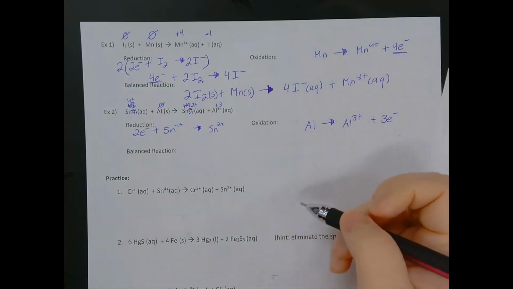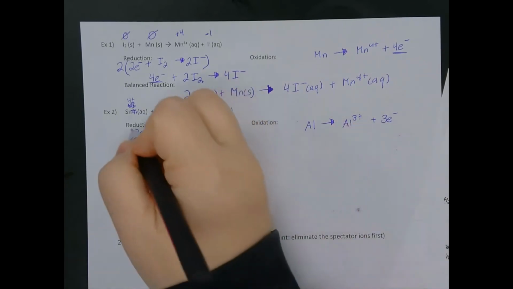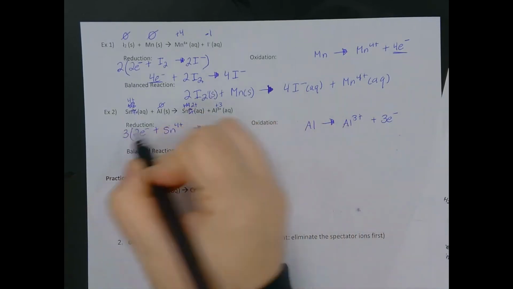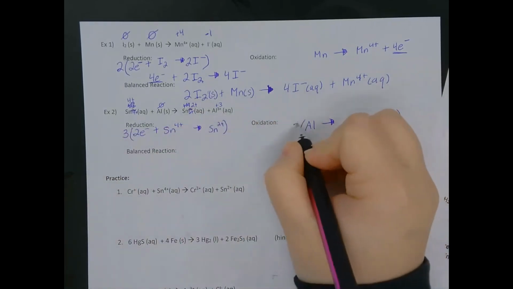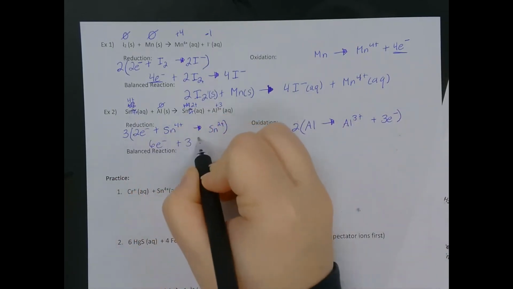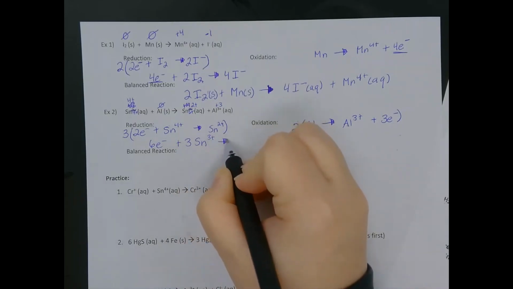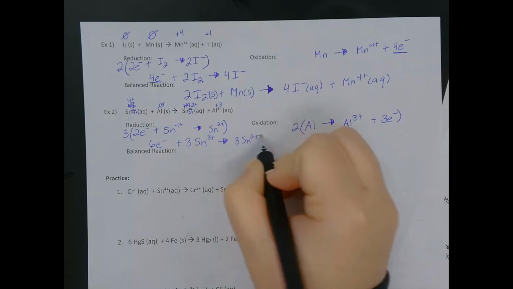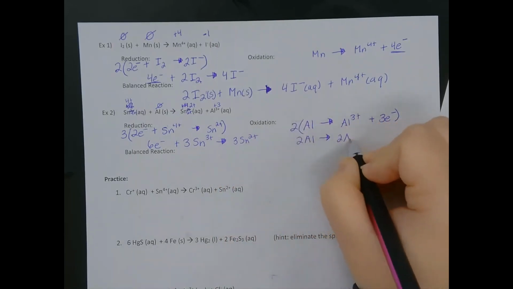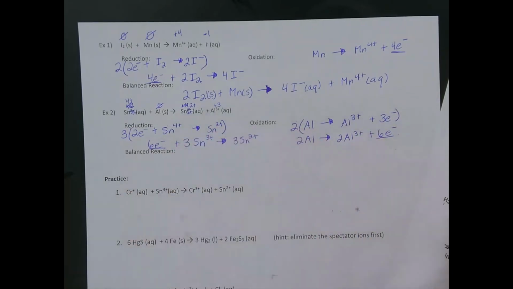Now we've got to make the electrons the same on each. We've got 2 and 3. So a common multiple of that would be 6. So I want to multiply this one by 3 and our oxidation by 2 to get a common multiple of 6 electrons. So I'm going to multiply that 3 through the whole reaction and multiply this 2 through the whole reaction. And now we have the same number of electrons.